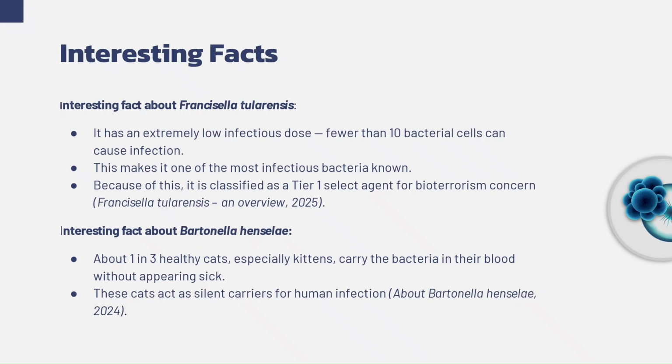Some interesting facts about tularemia is that it has an extremely low infection dose, meaning that fewer than 10 bacterial cells can cause infection, which makes it one of the most infectious bacteria known. This is the reason it is classified as a tier 1 select agent for bioterrorism concern.